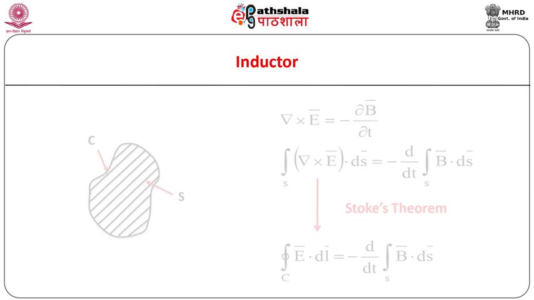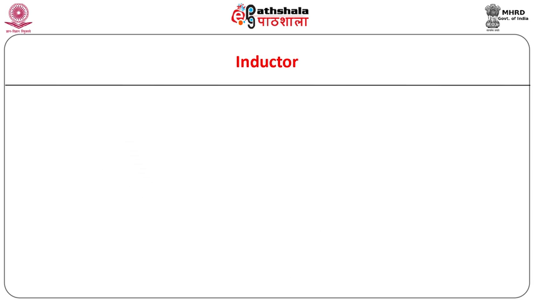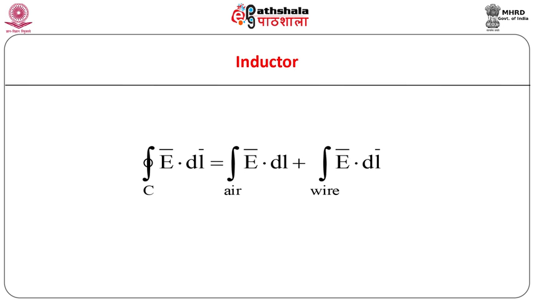With mathematical steps as shown, Maxwell's third equation can be finally expressed in terms of a line integral and surface integral as shown. For evaluating the line integral, let us assume that the loop is traced in the clockwise direction, which is the direction of current. The line integral can be split in two parts, namely one over the path in air and the other over the wire.